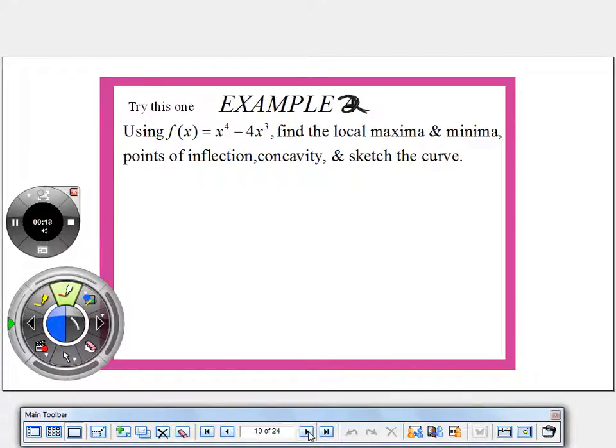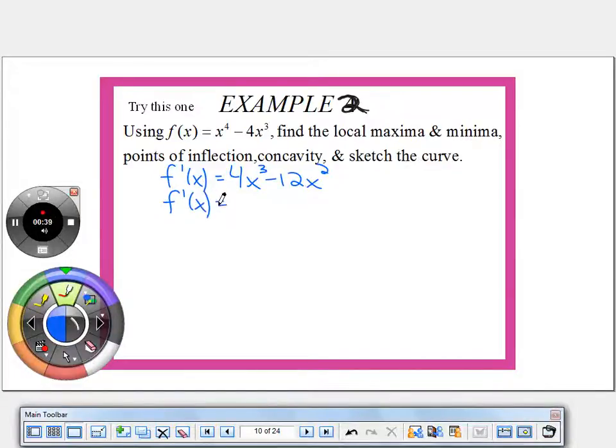So we have this function. We're going to pretty much find everything. So the first thing to do would be to go ahead and find the derivative. So we're going to say f prime of x equals 4x cubed minus 12x squared. Then we're going to go ahead and factor it so it's easy to find those critical numbers. So let's see what we can take out. Looks like we can take out a 4 and an x squared. That would leave us with x minus 3. And we should be able to tell what the critical numbers are there.